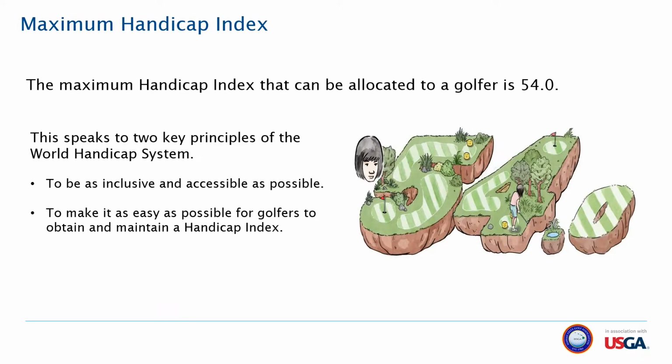So, the maximum handicap index. The maximum handicap index that can be allocated is increasing to 54.0. Again, this speaks to the two key principles of the World Handicap System, which are to be as inclusive and accessible as possible, and to make it as easy as possible for golfers to obtain and maintain a handicap index. We all know that there are high handicap golfers on the golf courses today, and providing these golfers with the handicap index they truly need will help them better track their progress, stay motivated, have more fun, and keep playing.